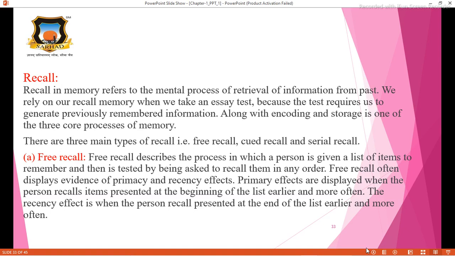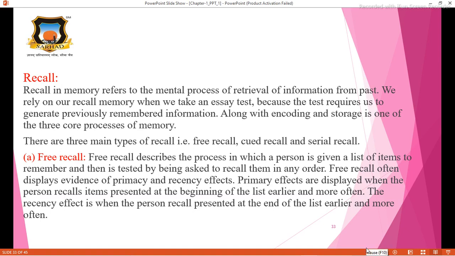So there are three main types of recall, that is free recall, cued recall and serial recall. So let us discuss the first, that is free recall. A free recall describes the process in which a person is given a list of items to remember and then is asked to recall them in any order.